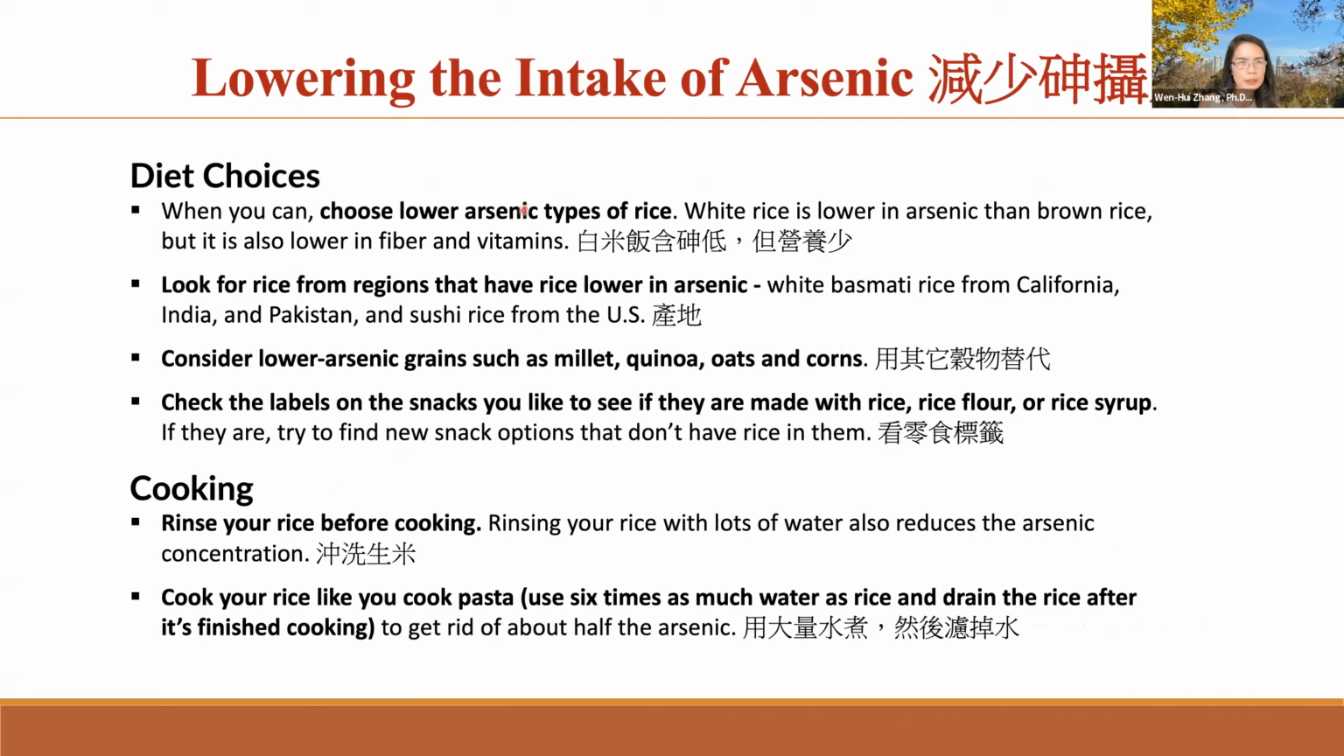Now, how do we lower the intake of arsenic? Like diet choices. White rice really has lower arsenic than brown rice because arsenic is mostly found in bran, and brown rice still has bran. But then brown rice has higher nutrition value than white rice. So let's need to weigh the benefits and harms.